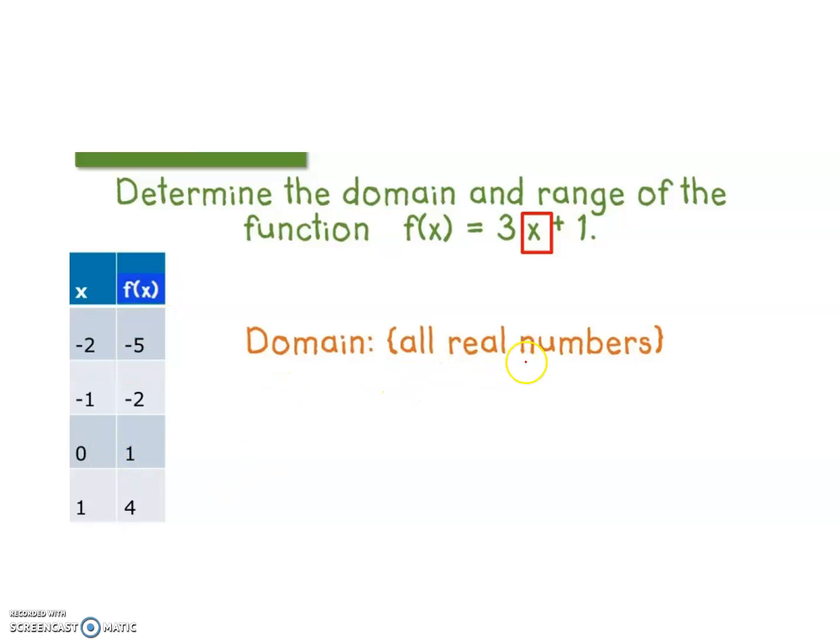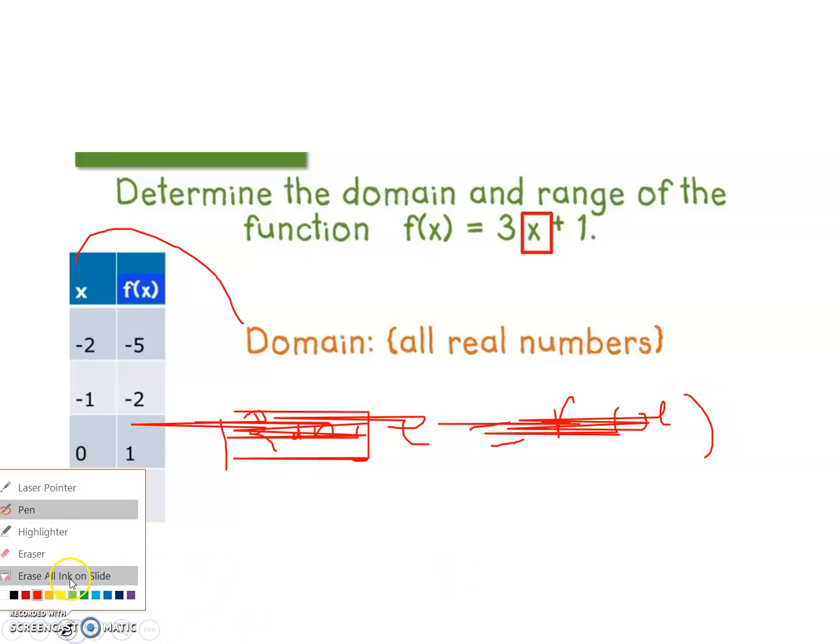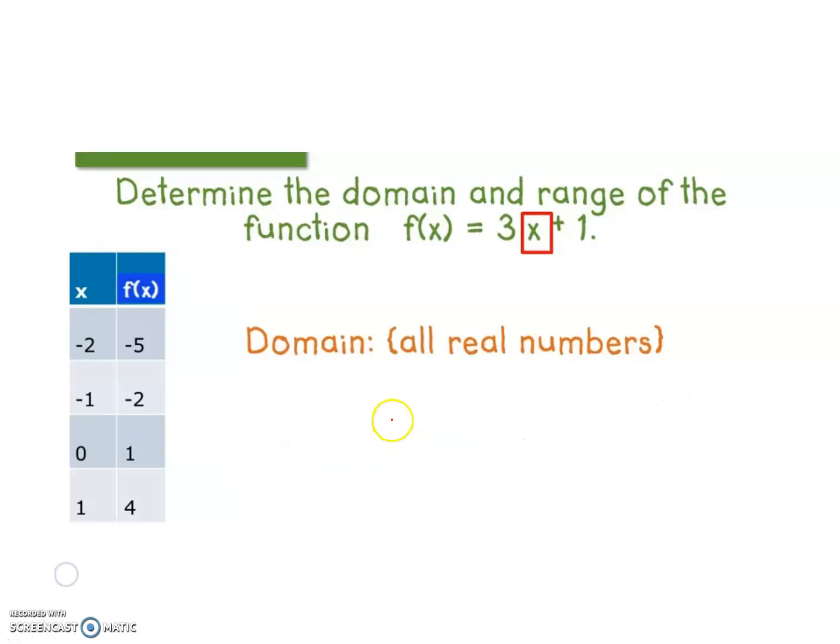So the domain is all real numbers. It means we write the domain like this. And f of x is the range. Now range is equal to f of x. The range looks like this, and I use the capital R, and we have to highlight it.